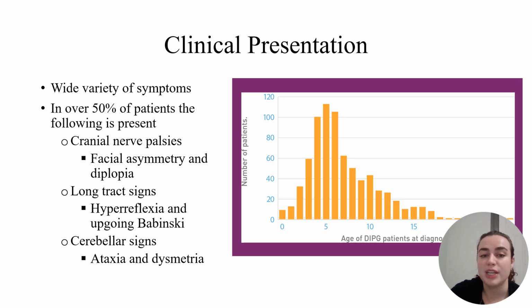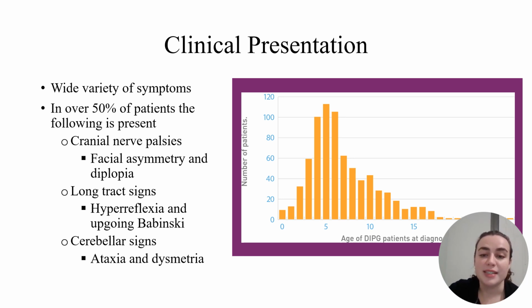palsies, which is represented by facial asymmetry and diplopia, long tract signs represented by hyperreflexia and the upgoing Babinski sign, and then cerebellar signs are represented by ataxia and dysmetria. These three symptoms, cranial nerve palsies, long tract signs, and cerebellar signs, are referred to as the classic triad for DIPG. So if you get a pediatric patient that presents with all three symptoms, you should immediately be suspicious of DIPG and run diagnostic imaging, which is usually a CT without contrast or an MRI.